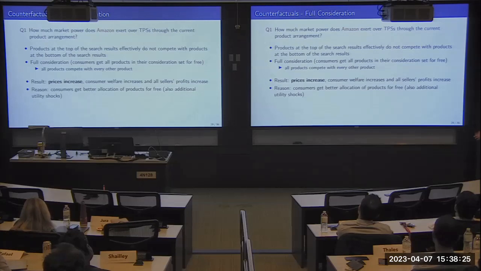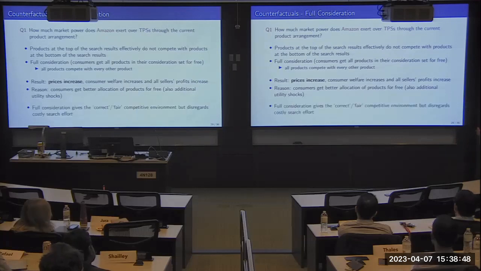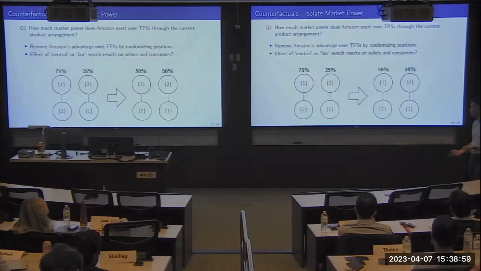This is because we've magically increased allocative efficiency in this market. Consumers are very heterogeneous and the products are very differentiated. So when we move to full consideration, they have much better products and they're willing to pay for it. Prices are going to increase. If anything, this is counter to what we would expect. Full consideration is giving us the correct competitive environment, but it's disregarding the fact that there are search costs in obtaining various products. So instead, I'm going to think about randomizing the product positions to get at the same competitive environment.